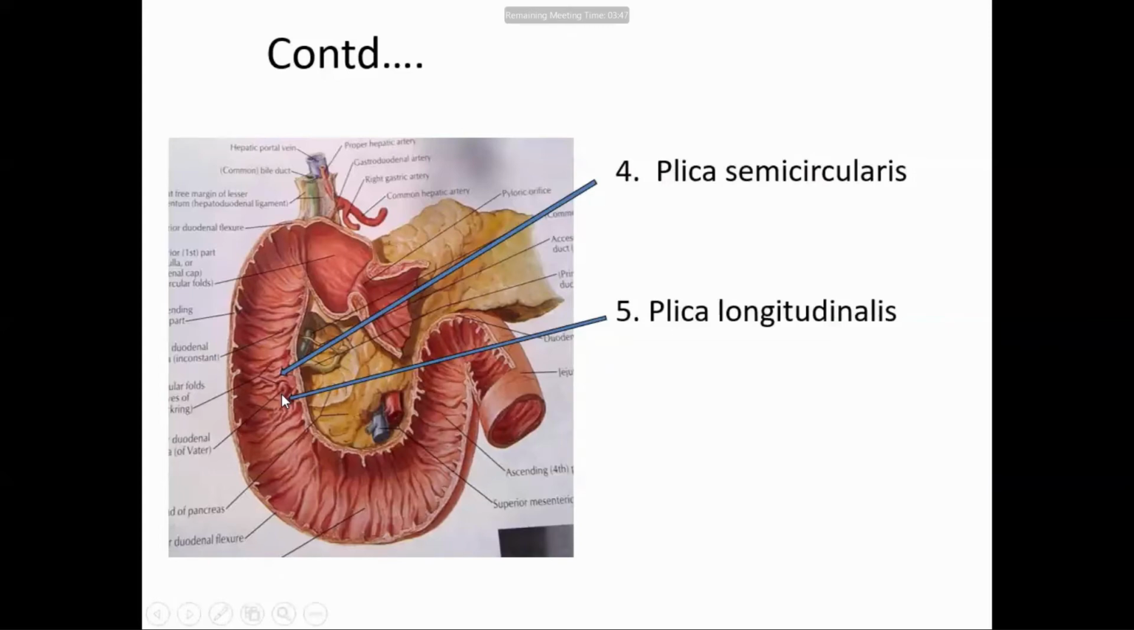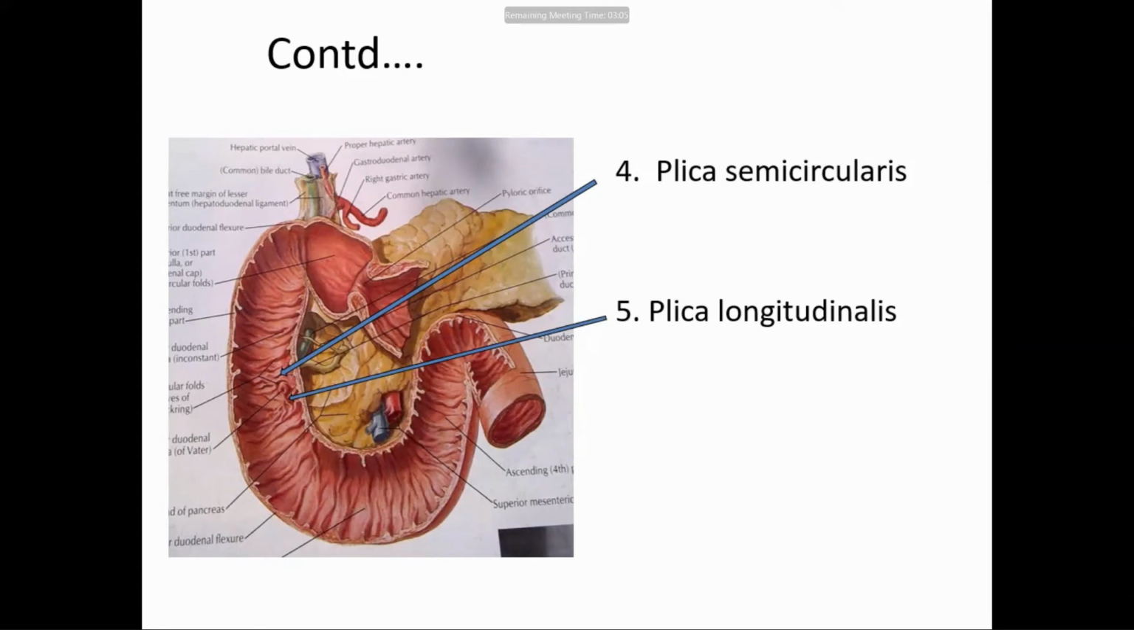Clear? So write the interior. What are the features of the interior of the second part of the duodenum? What structures? Plica circularis, major duodenal papilla, minor duodenal papilla, plica semicircularis, and plica longitudinalis.